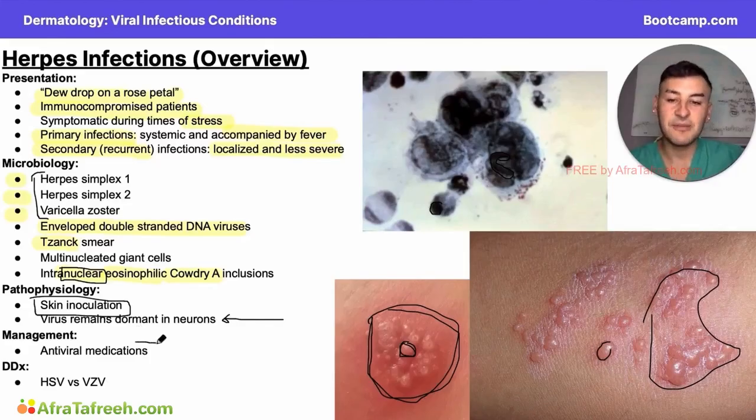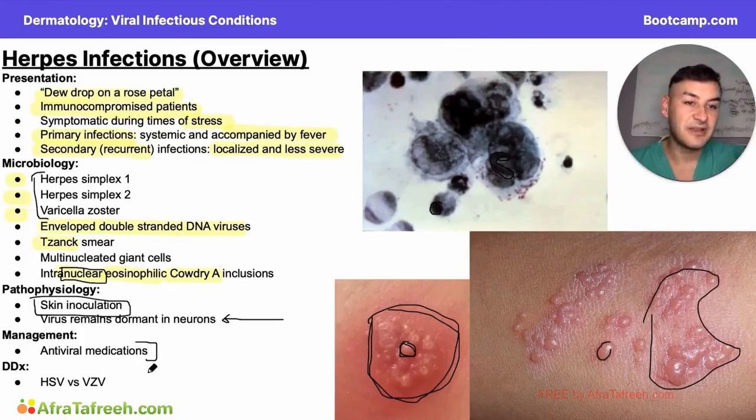In general, the management of herpes infections is going to be antiviral medication, and we'll talk about the different antivirals that you can use depending on which infection you have. In terms of our differential diagnosis, it's going to be either the HSV infections or our varicella-zoster VZV infections. Okay? So that's the general overview. Now let's get a little bit into the weeds about each one.